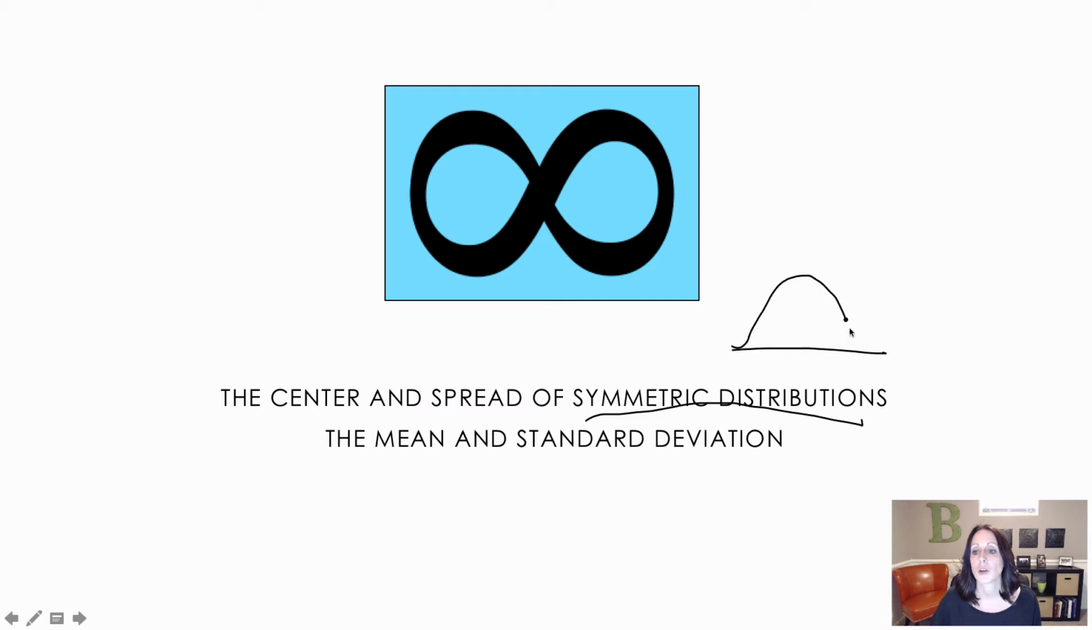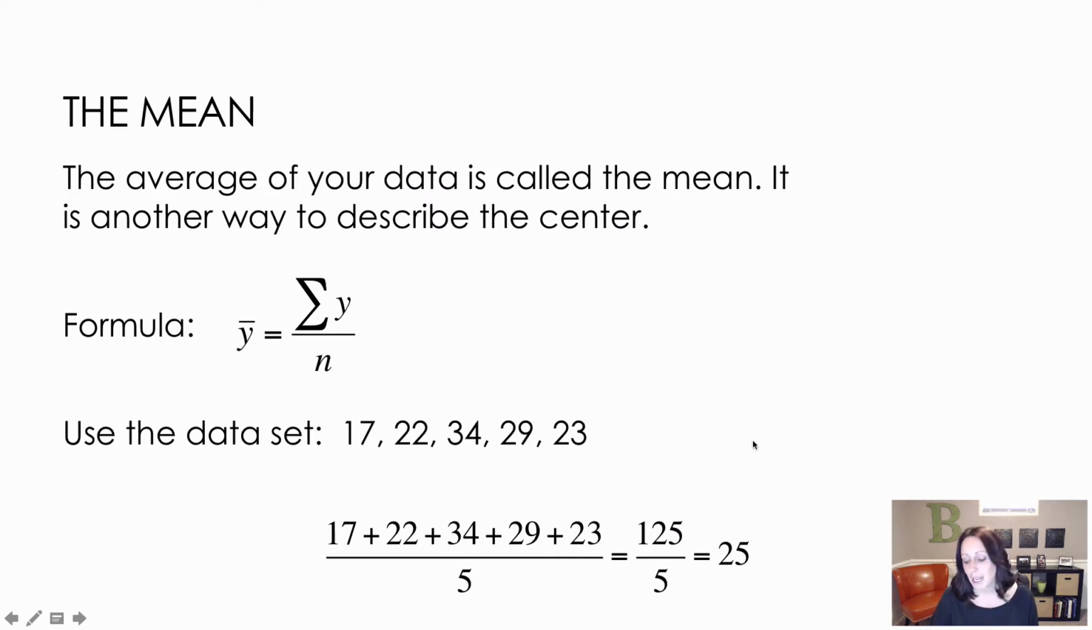So on a normal curve, which we'll talk more about later in this class, it would look like this. I would use a mean and a standard deviation. If I have something that's skewed, I wouldn't want to use the mean and standard deviation. So the mean is just the average, and most people know this already. So the average of the data is called the mean.